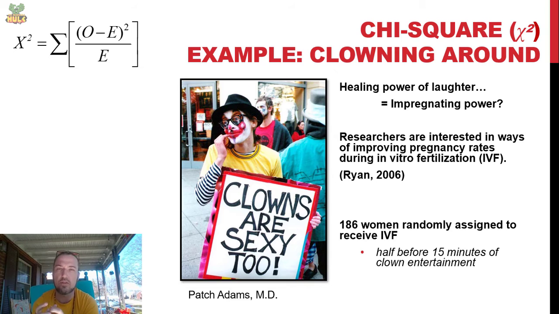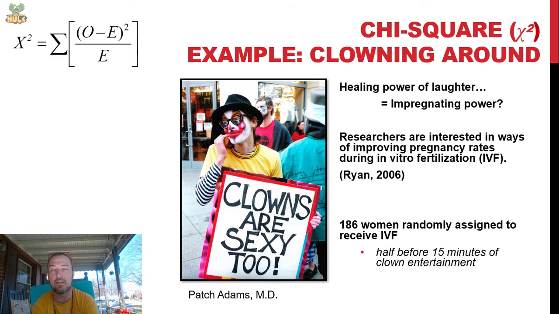And so he grabbed 186 women that volunteered, right? Divided them in half and randomly assigned them to receive either 15 minutes of clown entertainment or none. So they would receive in vitro fertilization, and then they would receive 15 minutes of laughter. They would be entertained by a clown. The other group would receive the in vitro fertilization, and they would not be entertained by a clown.